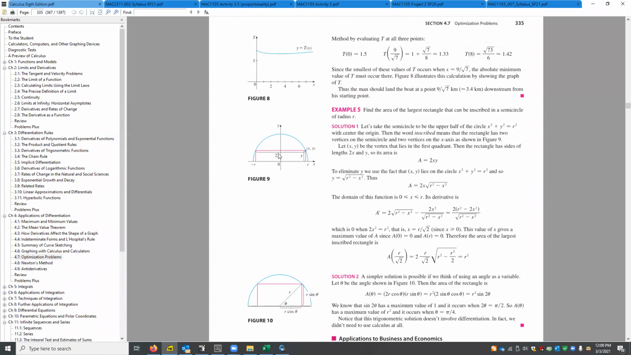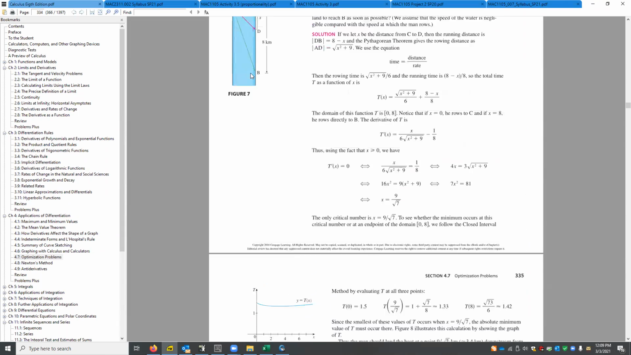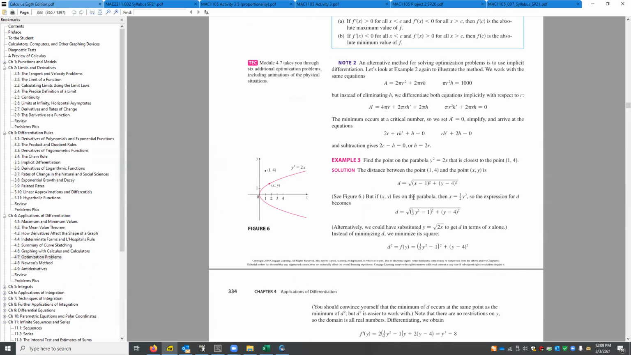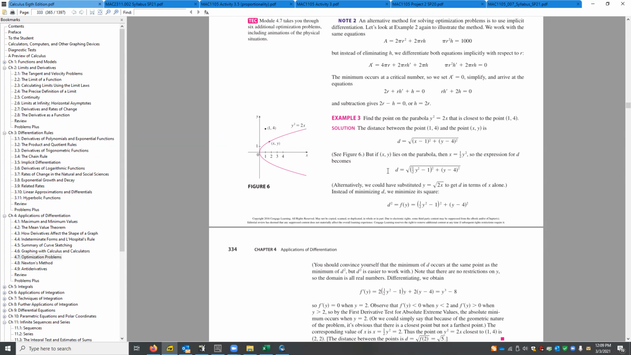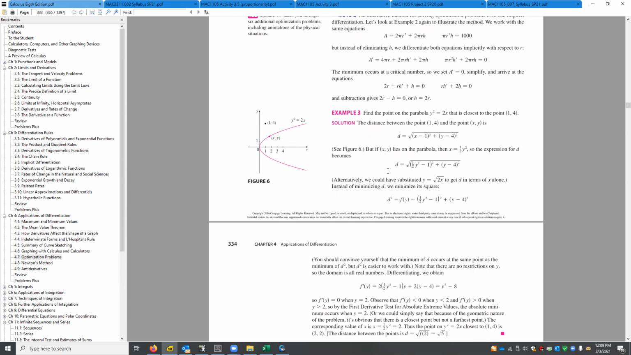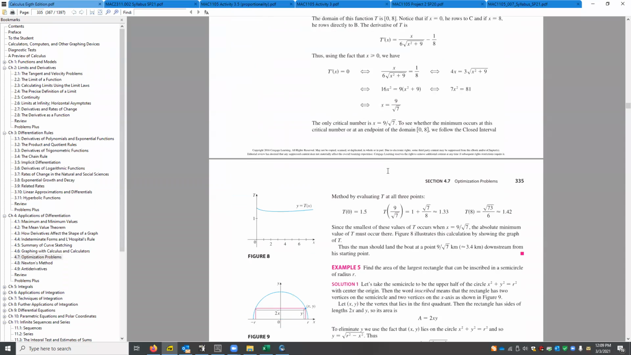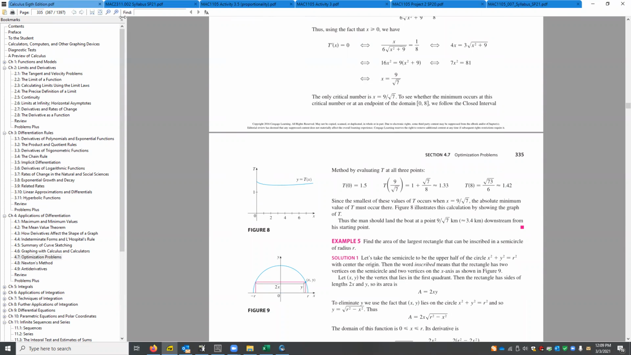These are cute. Finding the area of the largest rectangle that can be inscribed inside a semicircle of radius r, or finding the distance. Yeah, I do like these. These are fun. But maybe I'll hold off. I don't think I can get through any one of these in the 6 minutes we have remaining. So I think I'll probably go ahead and call it here.